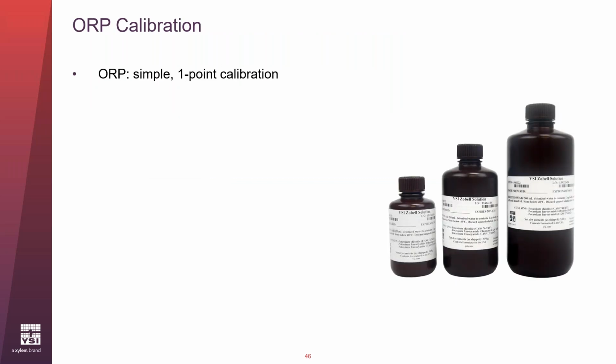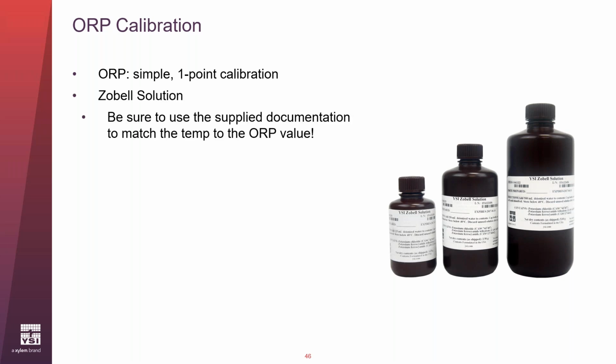Let's briefly talk about ORP calibration. ORP is simple, it's 1 point. I said a lot about 1 point calibrations, but in this case, they're very good. Use Zobell's solution to calibrate, a solution with a known ORP potential. Be sure to use the supplied documentation to match the temperature and reference type to the ORP value. Each calibrator will come with a document that gives the ORP value per temperature.